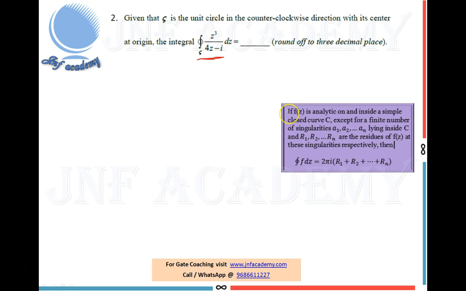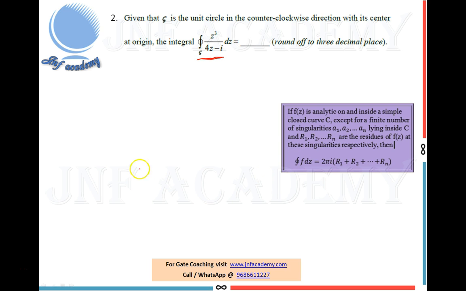First I explain what the Cauchy residue theorem is. If f of z is analytic on and inside a simple closed curve C, except for a finite number of singularities a1, a2, etc. an lying inside C, and R1, R2, etc. Rn are the residues of f of z at these singularities a1, a2, etc. an respectively, then the integral of f of z dz equals 2 pi i into (R1 plus R2 plus etc. Rn). The sum of the residues into 2 pi i is the value of the integral of f of z dz.